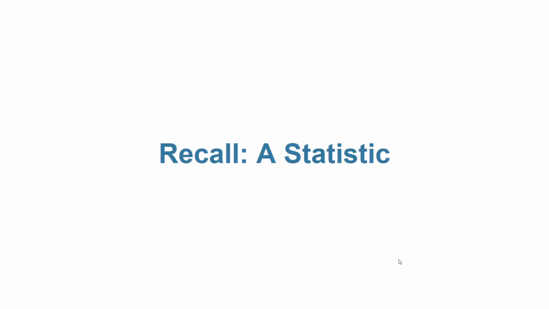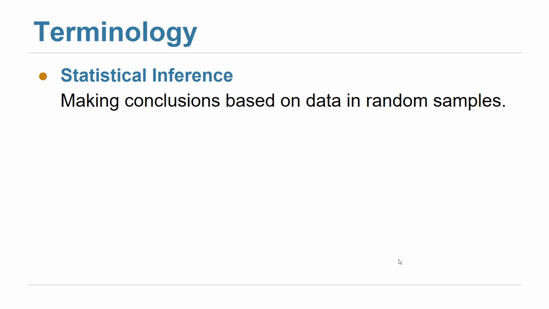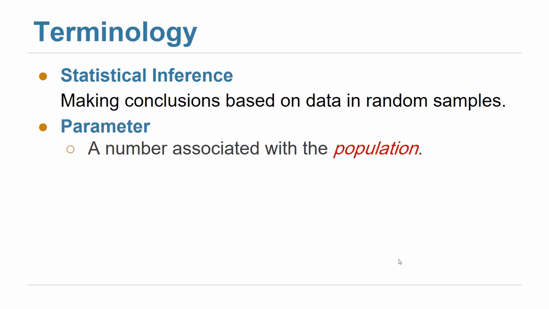Before we do that, let's go through a very quick review of some of the concepts that we covered that we will need this lecture. So the concept of statistic. We'll start with statistical inference. So what is statistical inference? Statistical inference is about making conclusions based on data in random samples. Okay, so we get a sample from the population. We do some analysis to this sample, and based on the analysis, we make decisions. So this is what we call statistical inference.